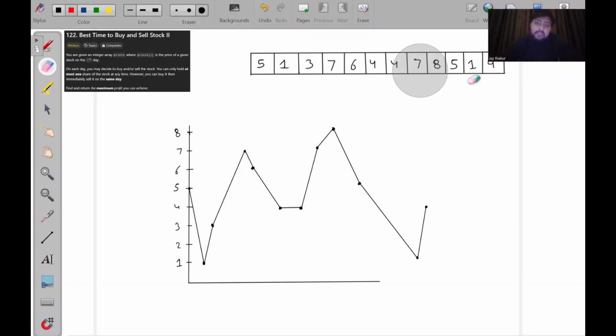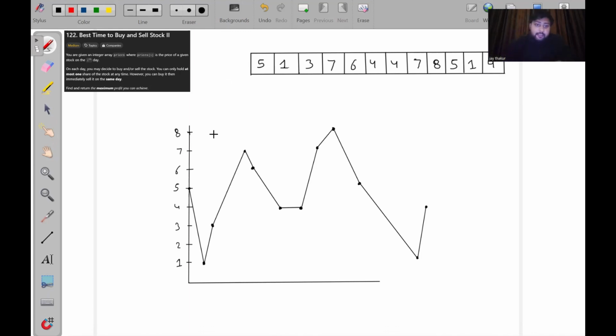Now this is the example that we are taking to solve this, and this is the graph I have drawn to make you understand. This graph represents how the price of the stock is fluctuating. I have drawn this graph on the basis of the data given inside this array. Now let's try to make an algorithm to solve this question.